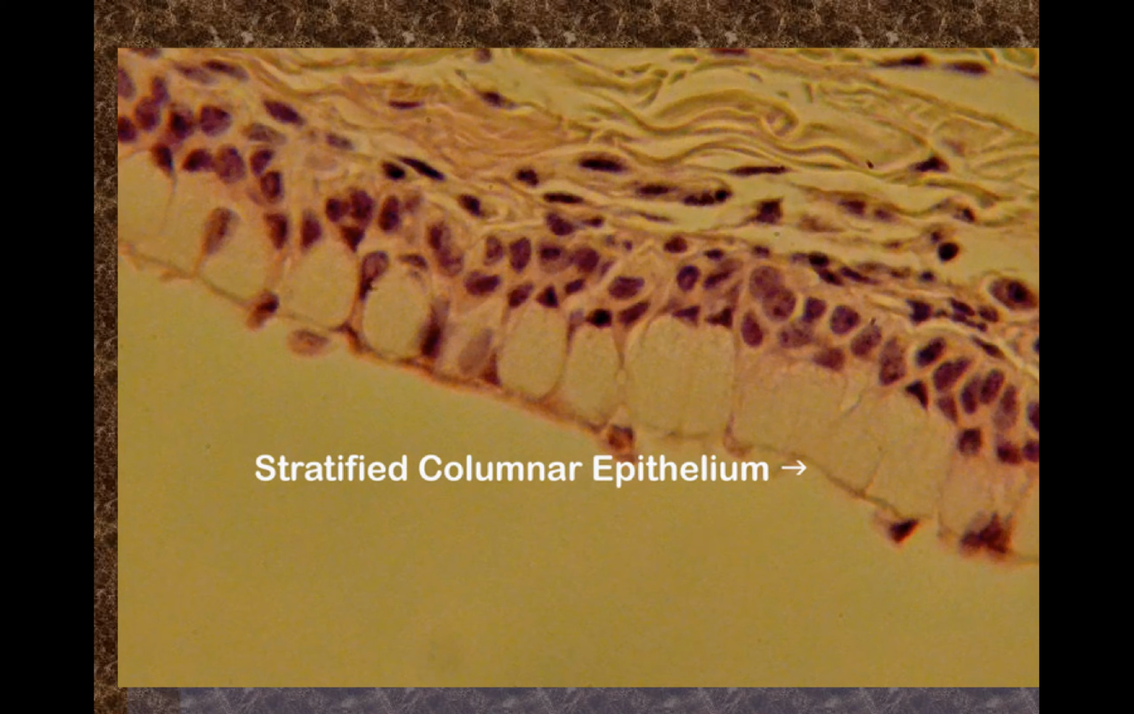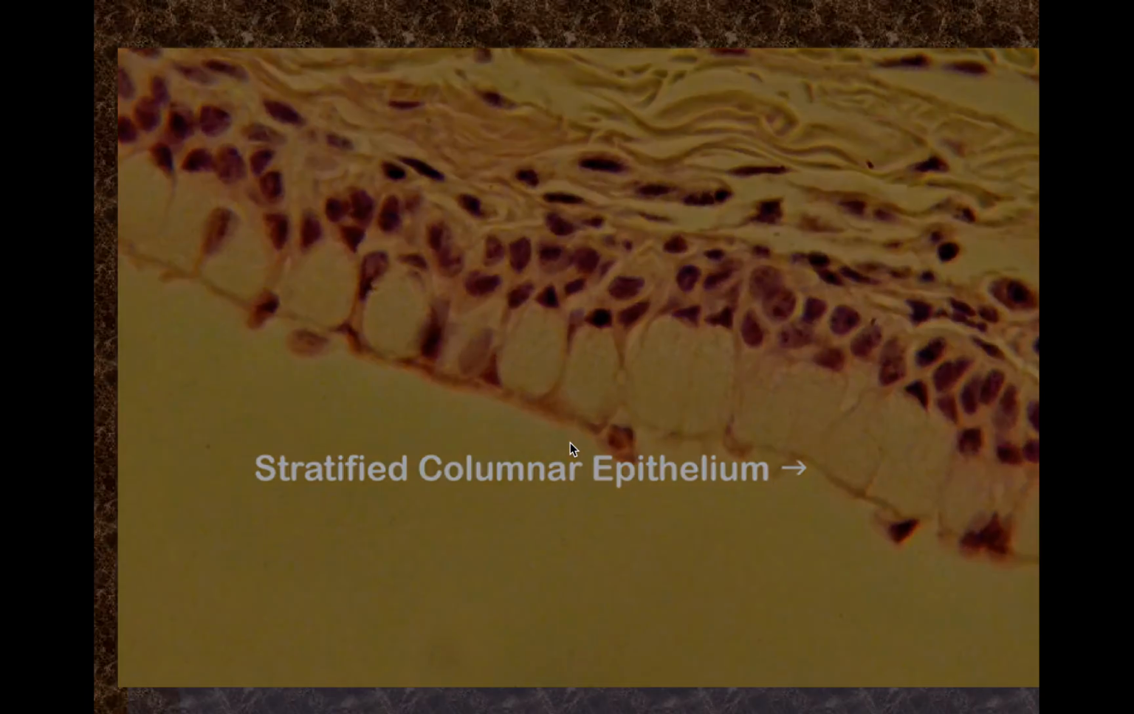Stratified columnar epithelium is extremely rare. I don't find this very many places at all. In the area where the cornea of the eye meets the sclera, in certain regions of the epiglottis, and in the back of the iris, we find stratified columnar epithelial tissue. But look at these cells here.